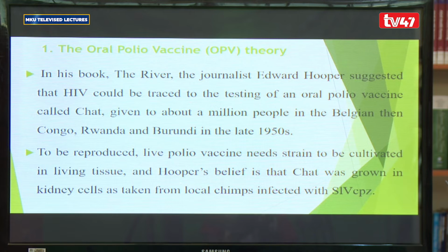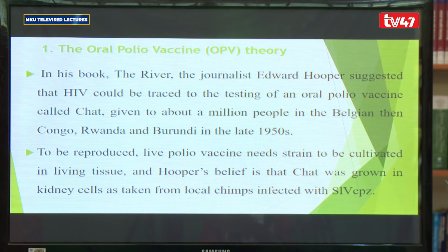Let's look at the oral polio vaccine, or OPV, theory. In this book, we talk about the river. The journalist Edward Hooper suggested that HIV could be traced to the testing of an oral polio vaccine called CHAT, given to millions of people in Belgian Congo, Rwanda, and Burundi in the late 1950s.